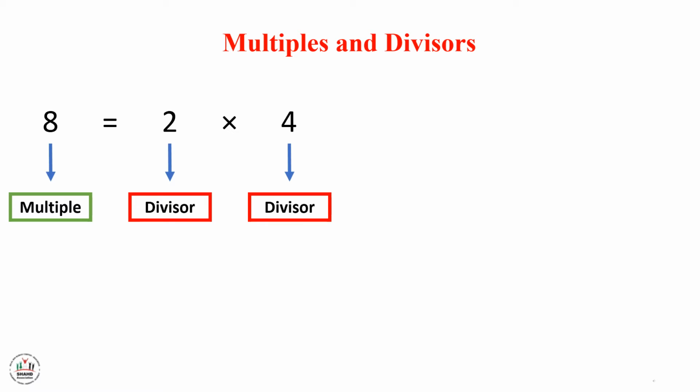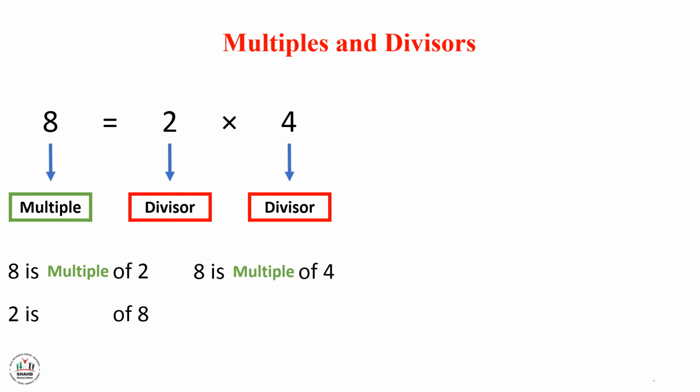So 8, again, 8 is a multiple of 2 and 4, but 2 and 4 are divisors of 8. So 8 is a what? Very good, is a multiple of 2, also is a multiple of 4, but 2 is a divisor of 8 and 4 also is a divisor of 8.